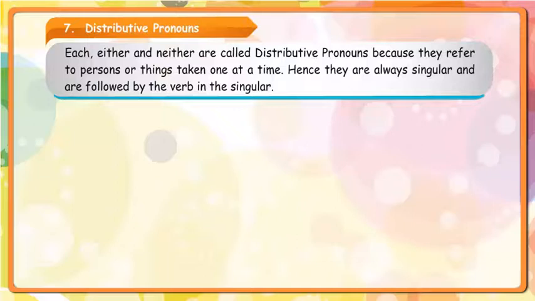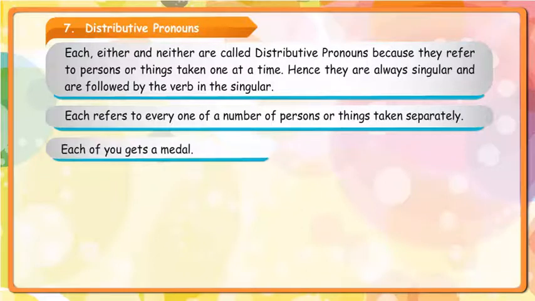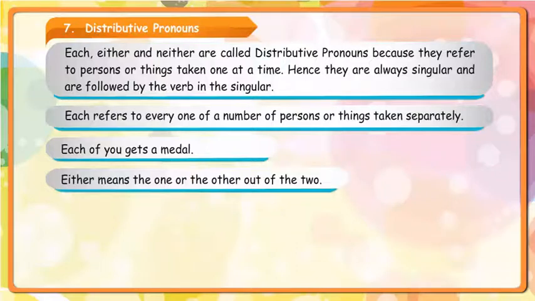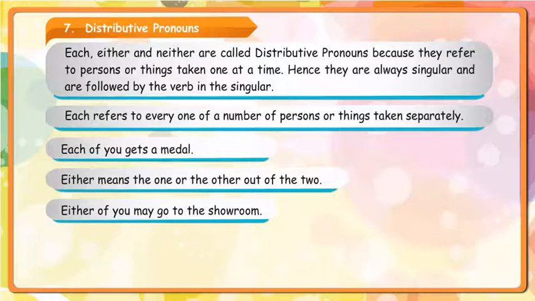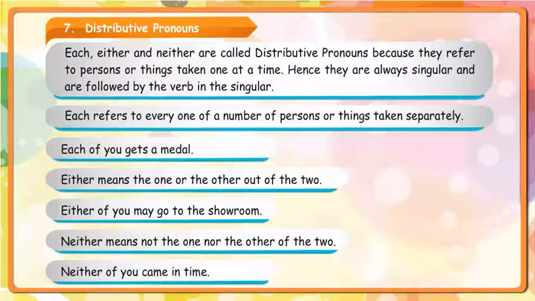Distributive pronouns. Each, either, and neither are called distributive pronouns because they refer to persons or things taken one at a time. Hence, they are always singular and are followed by the verb in the singular. Each refers to every one of a number of persons or things taken separately. Each of you gets a medal. Either means the one or the other out of the two. Either of you may go to the showroom. Neither means not the one nor the other of the two. Neither of you came in time.